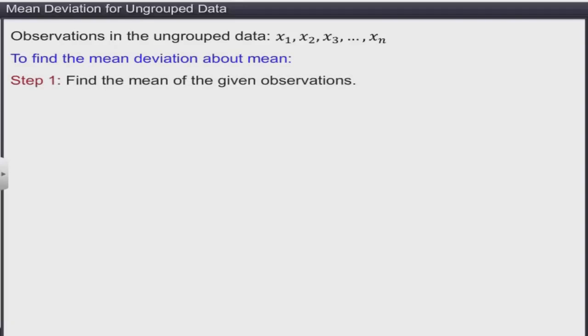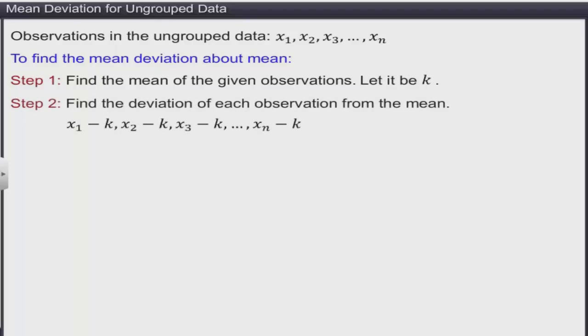Let's find the mean deviation about the mean of an ungrouped data. Let the observations be x1, x2, x3, and so on up to xn. To find the mean deviation about the mean, first find the mean of the given observations. Let this be k. Next, find the deviation of each observation from the mean. This can be obtained by subtracting the mean from the observation.